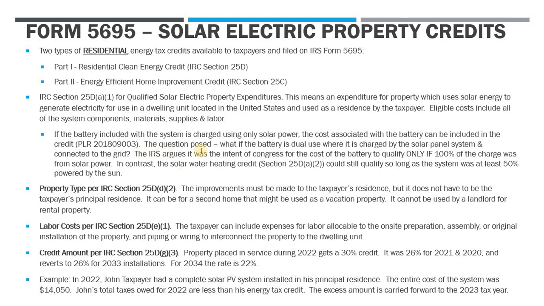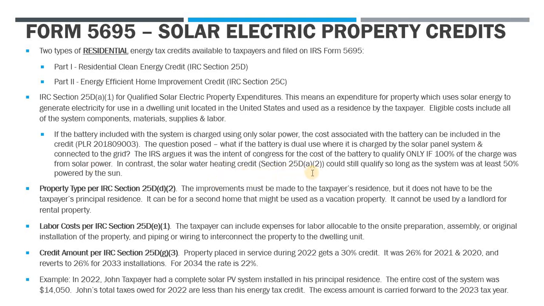Now, in this PLR, the IRS argued that you get the tax credit for the battery component because the battery is only being charged by the solar panels, right? And so the IRS argued that it was the intent of Congress to put in this limitation, that the battery component would only qualify if 100% of the charge of the battery was from the solar power. And they distinguished this from a separate energy credit, the solar water heating tax credit.